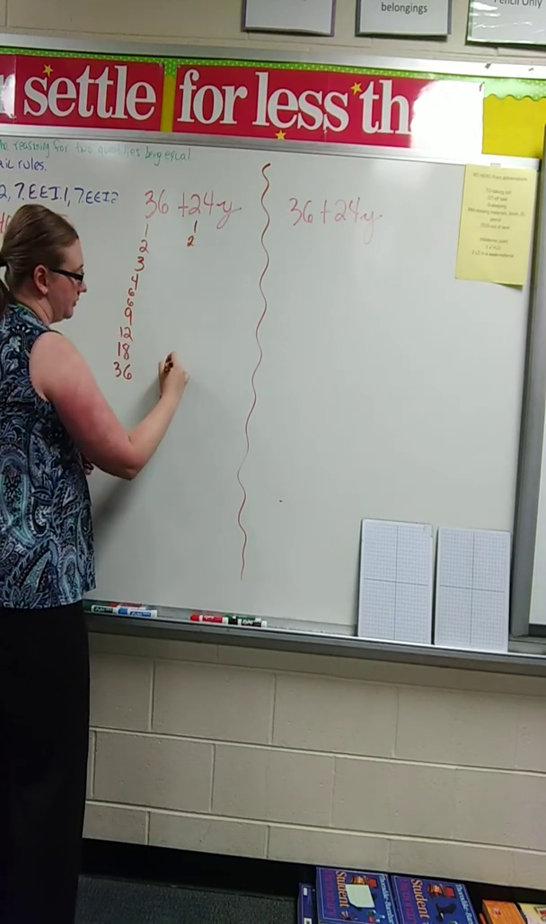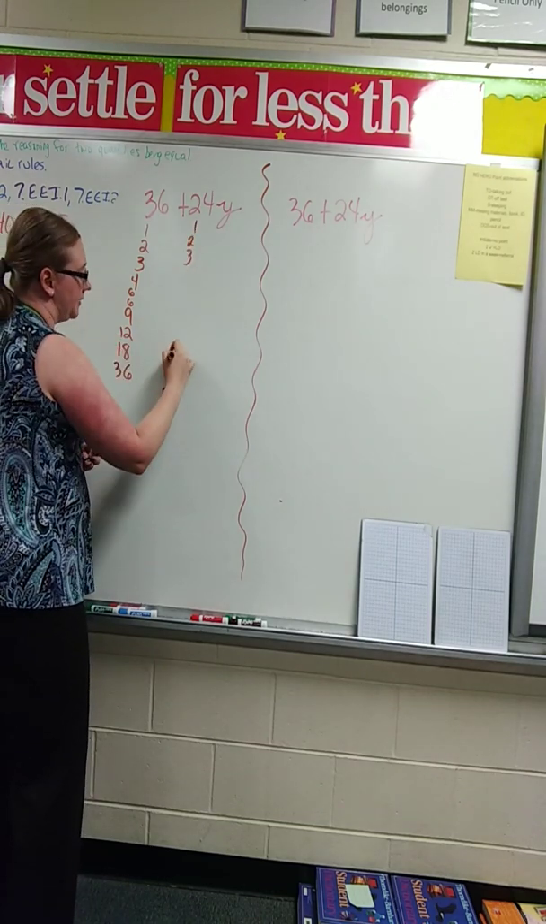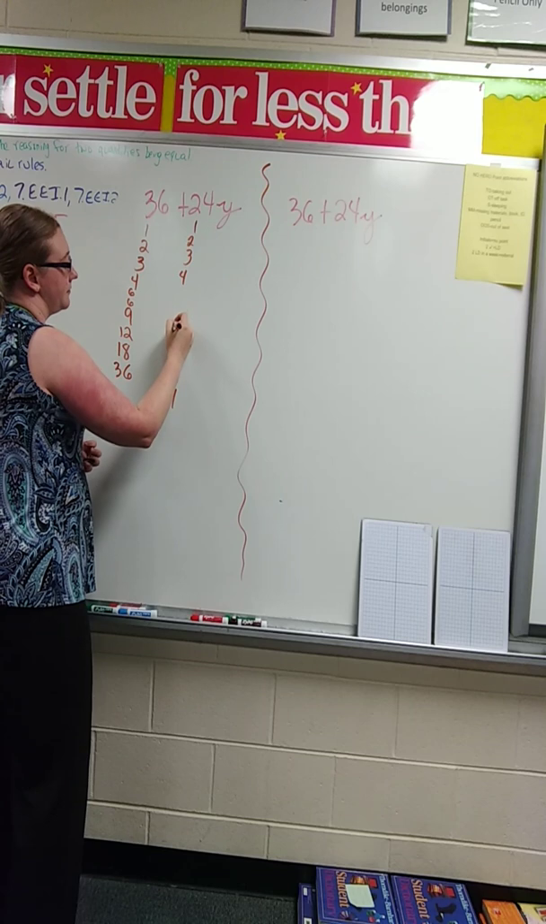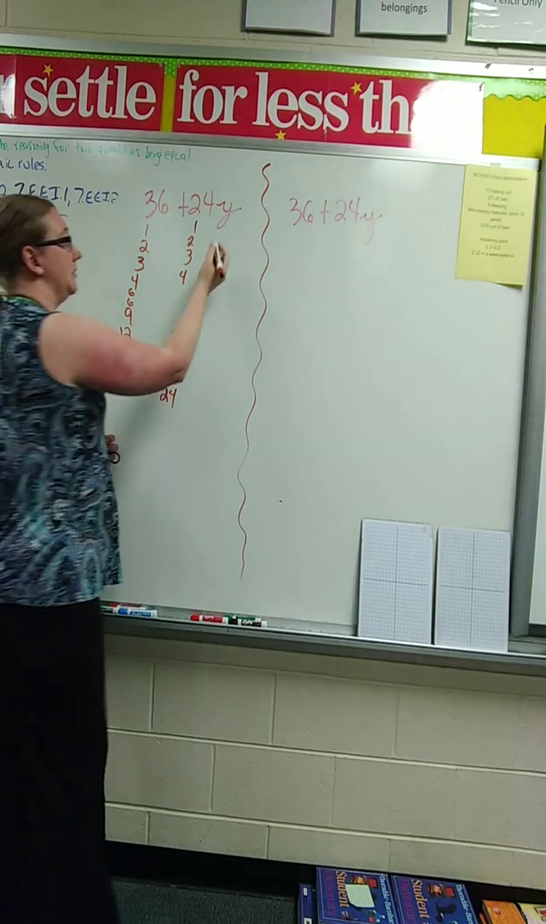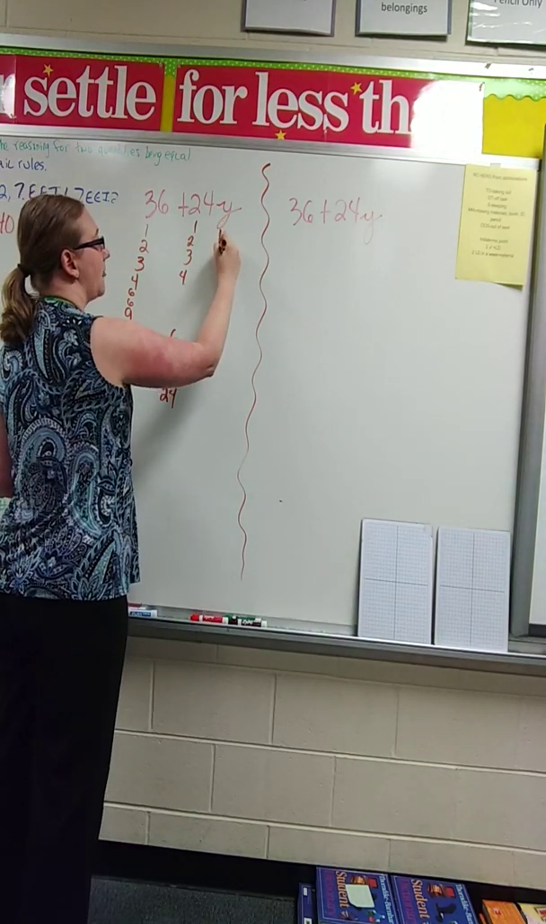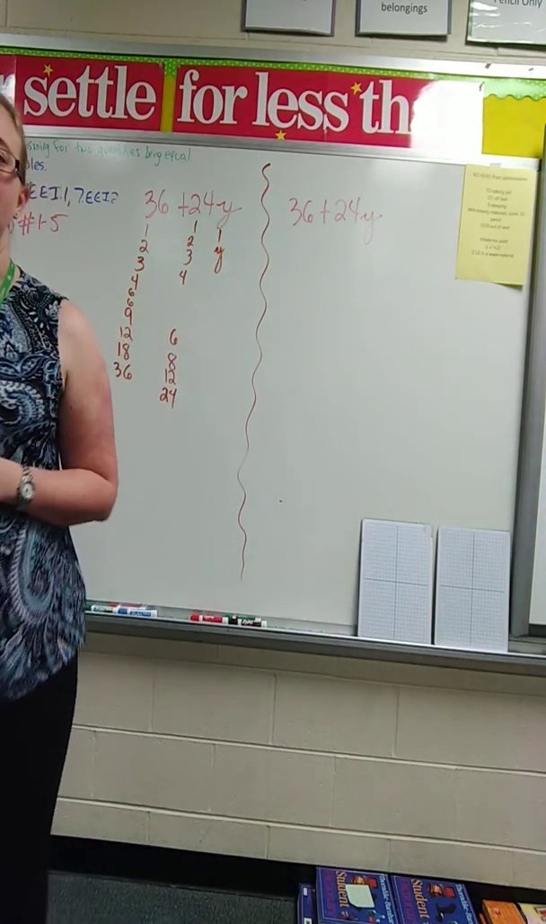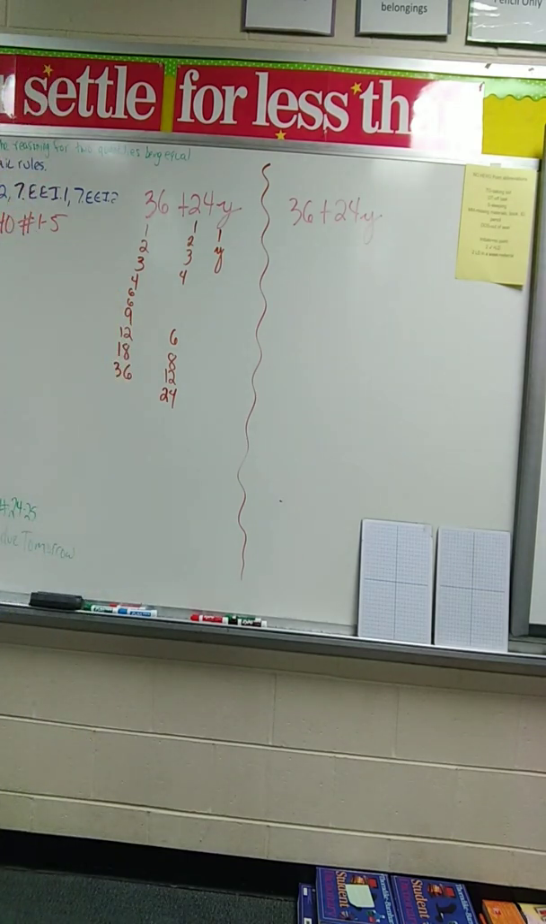3 and 8, 4 and 6. And then factors of y, 1 and y. Okay? What is my greatest common factor between 36 and 24?